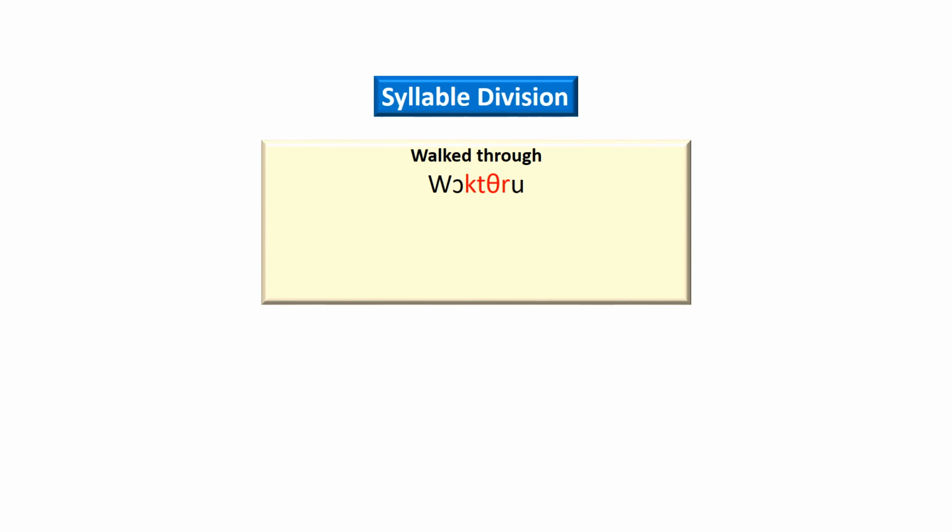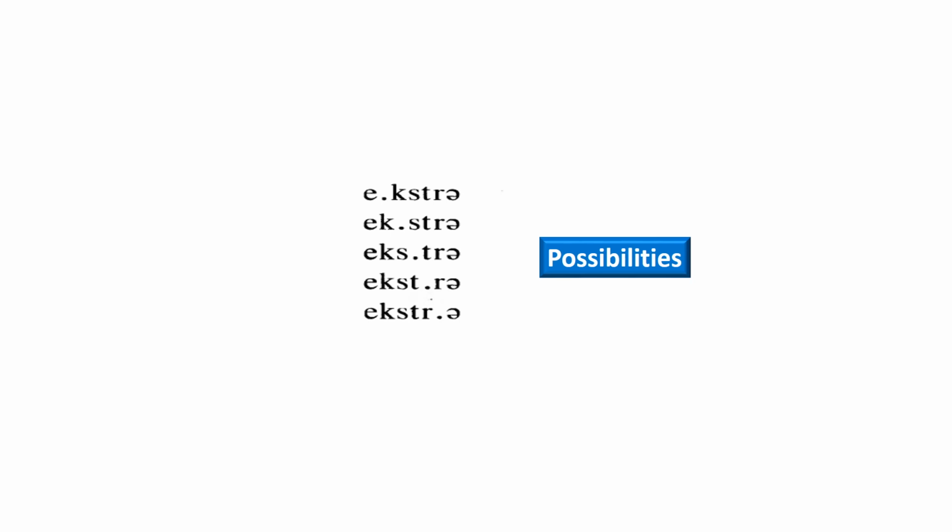The example given is walked through, where the consonants ka, ta, tha, and ra come together. While English speakers perceive this as two syllables, most would reject considering the S in a word like extra as its own syllable. The main issue is deciding where exactly to place the syllable boundary when such consonant sequences occur.